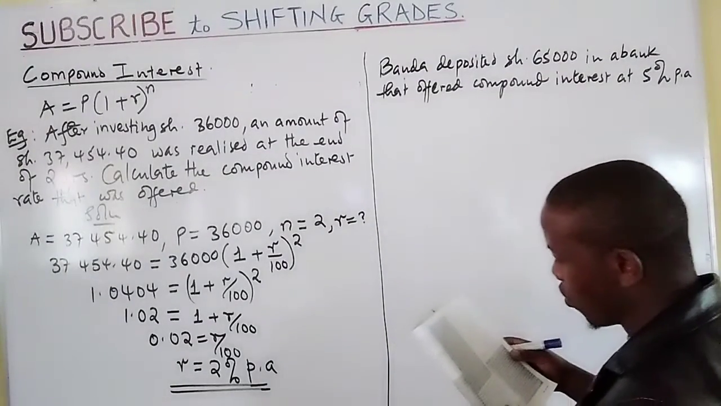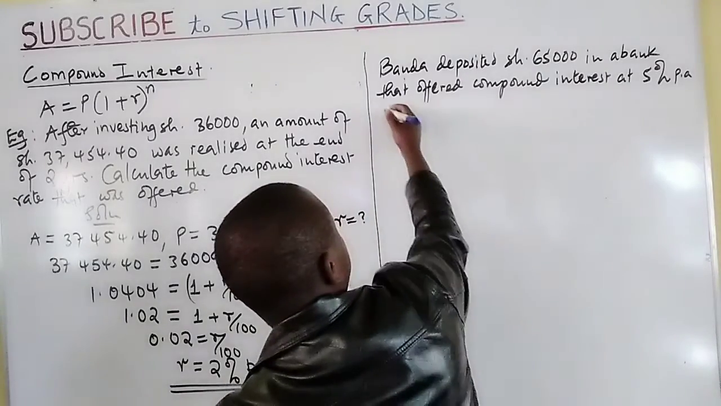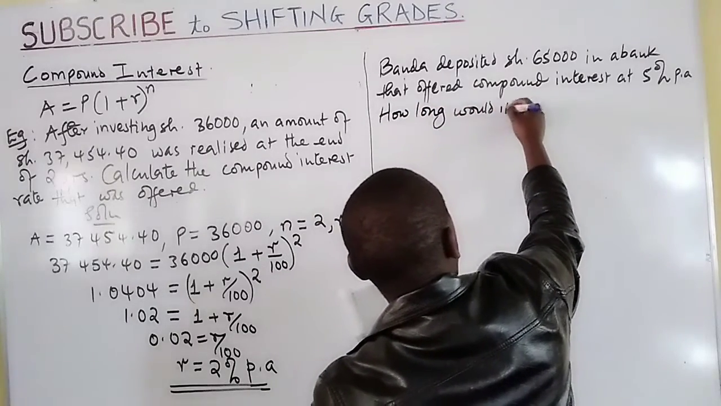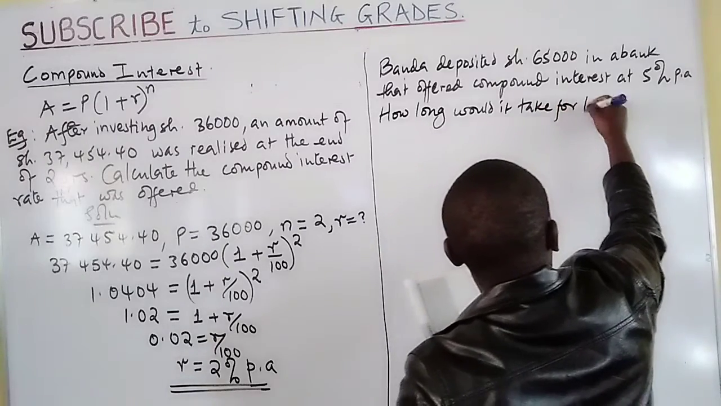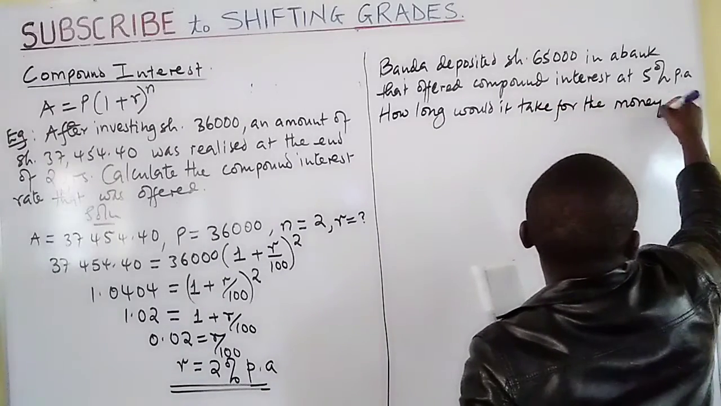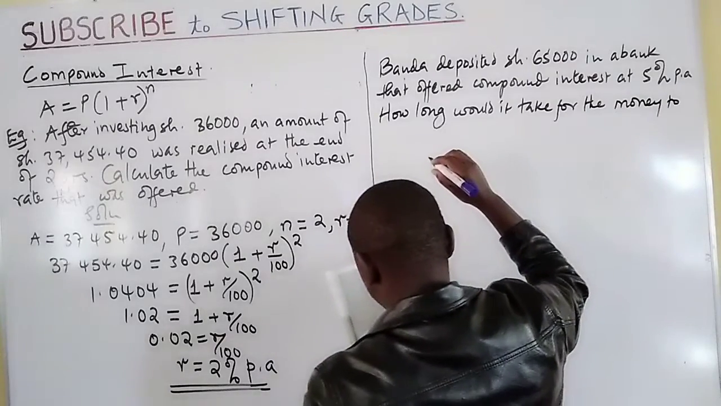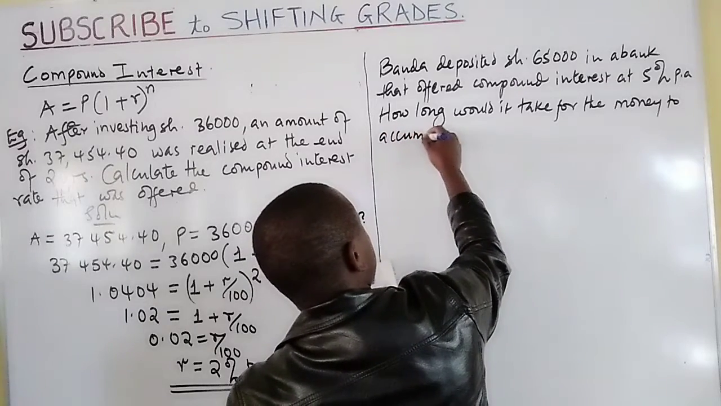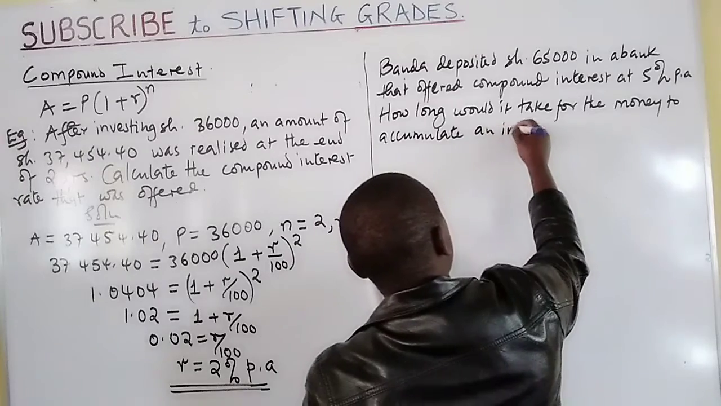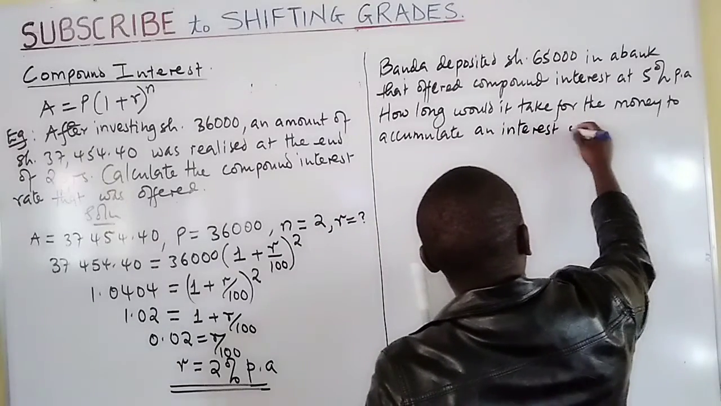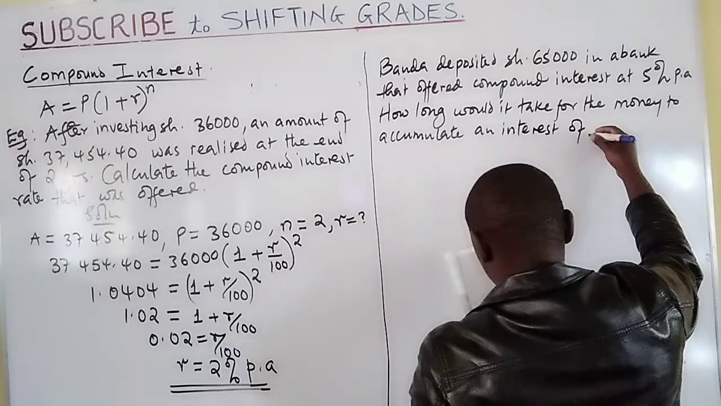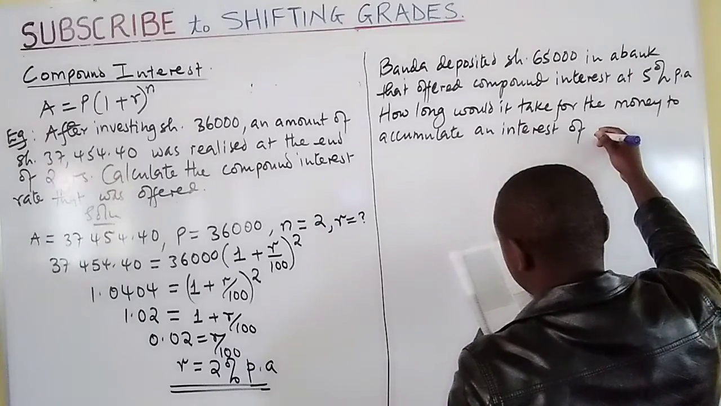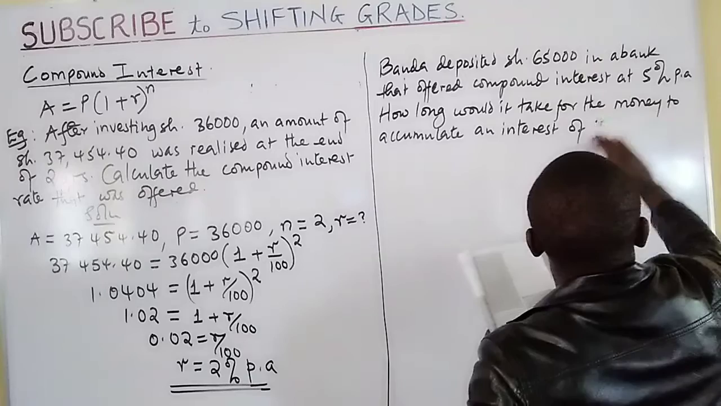How long would it take for the money to accumulate an interest of 71,662 shillings?